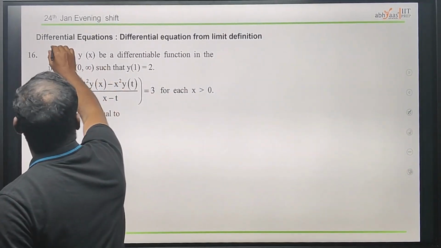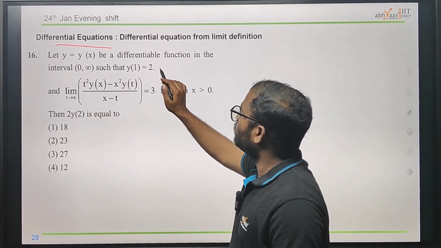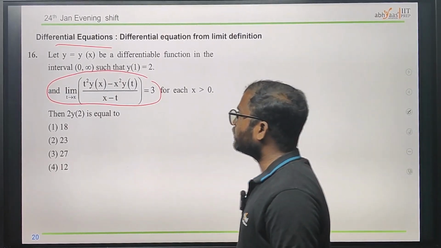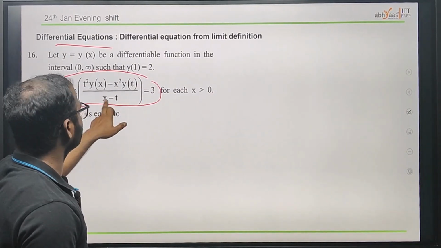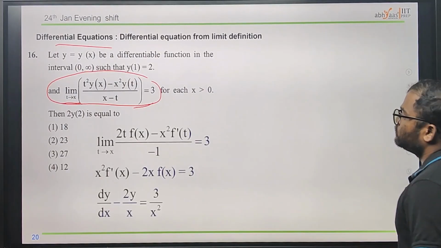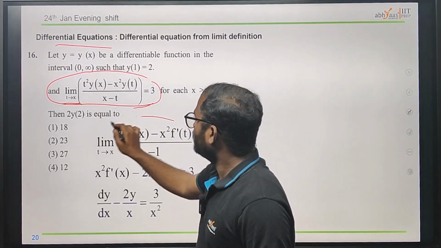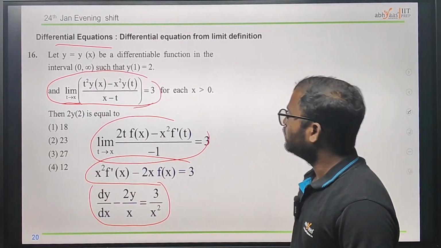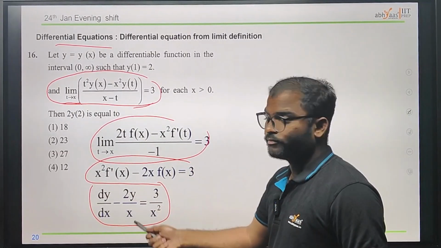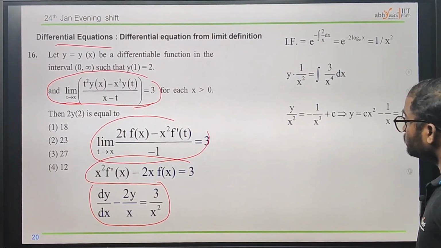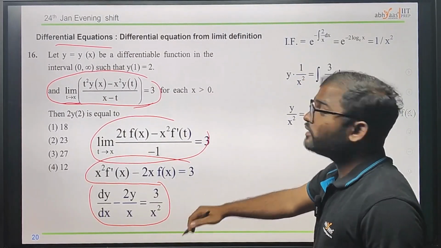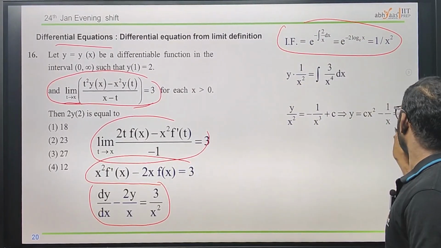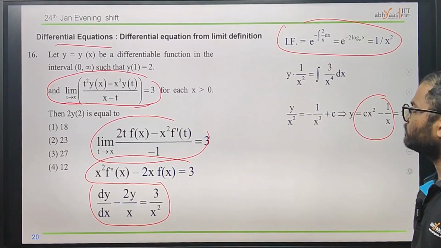Now differential equations. Whenever we find this, we have to convert it into a normal differential equation. Here it is given in terms of a limit as t tends to x, so we use the L'Hospital rule to make it into a normal differentiable function. You can easily do that. I hope you understood. Now after doing that, it is a linear differential equation. By finding the integrating factor and substituting, we will get the ultimate function, which is cx square minus 1 by x.